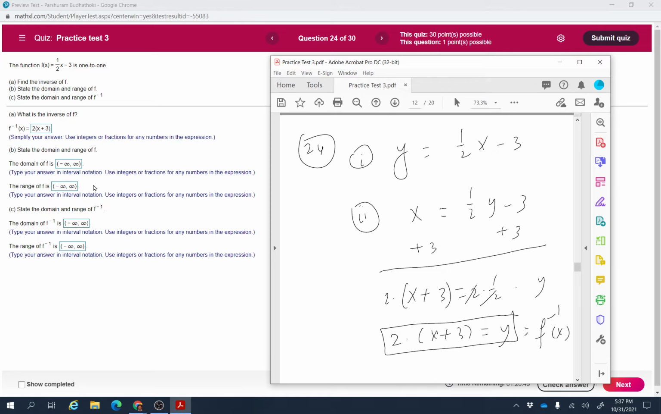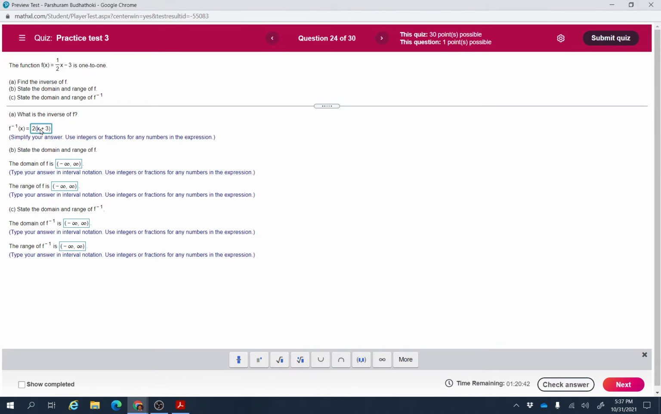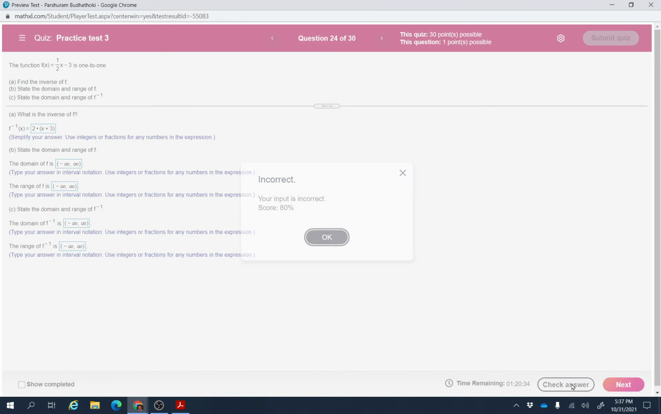Simplify your answer, use integer or fraction for any numbers in the expression. I don't know what I'm missing here because this is the right answer. Do I have to use multiplication? So let's say I'm going to use multiplication, and let me check.